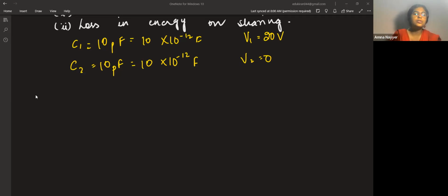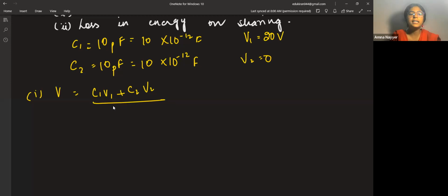Yes, the common potential formula which we discussed in the last class is: C1 V1 plus C2 V2 divided by C1 plus C2. This was the formula of common potential. So we have revised it, and you should know how to apply this.